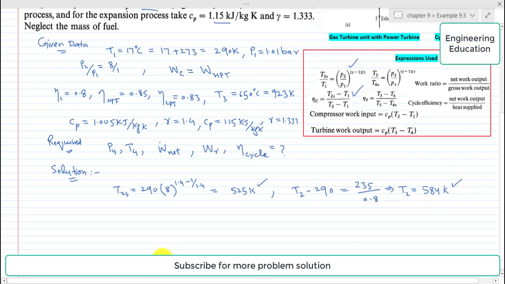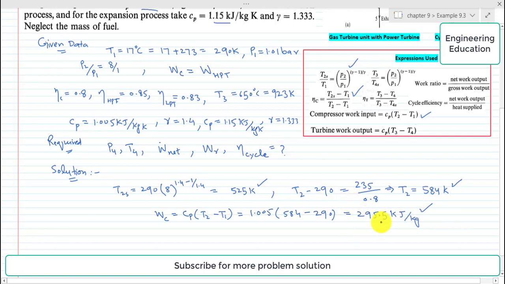Now work of the compressor, meaning that work input to the compressor, can be calculated now very easily, because work of the compressor is equal to Cp into (T2 minus T1) as mentioned here as well. So putting the values, the value of Cp is 1.005 and the value of T2 is 584 Kelvin and T1 is 290 Kelvin. So simplifying this, the work input to the compressor is 295.5 kilojoule per kilogram.